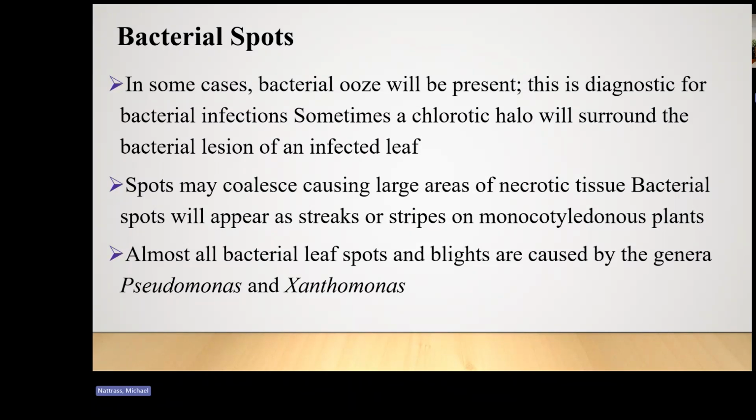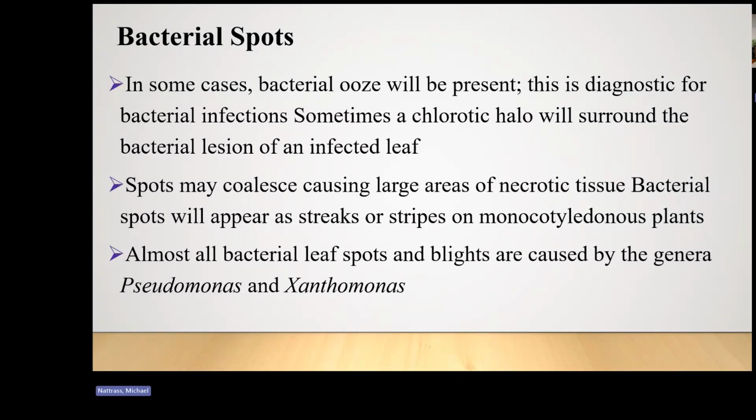Is that ooze? You'll have this chlorotic halo. We'll see this in a couple of slides later. You'll start to see that around those spots. And those spots will start to coalesce and move towards each other, and that's going to cause large areas of necrotic tissue. Think about it: once that happens, that tissue's not going to grow back. Think about having a big hole in your leaf. How does that leaf repair that?